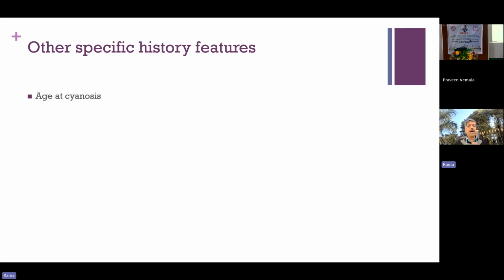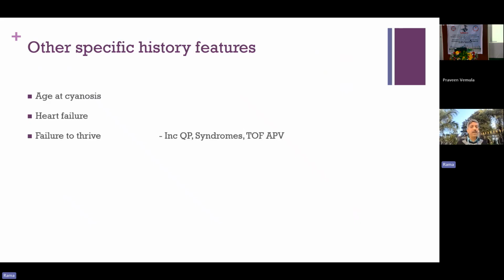What are the other specific history features? Whether there is a history of heart failure or not, and whether there is any history of failure to thrive or not. Heart failure is uncommon in tetralogy-like conditions. It is commonly found in increased Qp physiologies, when there is ventricular dysfunction, or when there is AV regurgitation. Then failure to thrive is seen with increased Qp. There are some syndromes, and TOF with absent pulmonary valve, where these situations can occur.